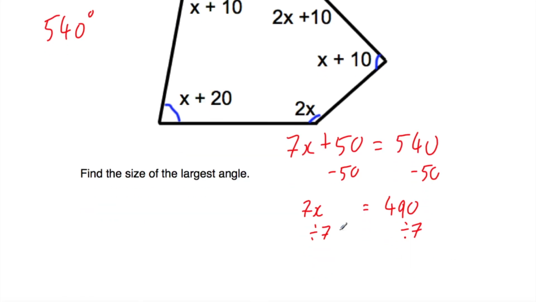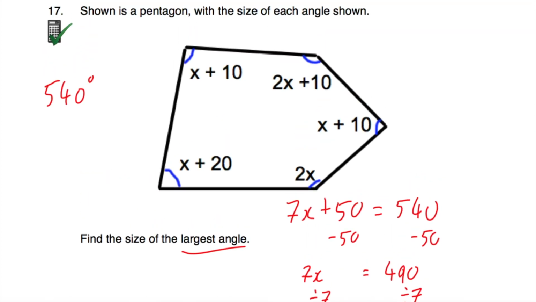And whenever we divide both sides by 7, we'll be left with x on the left-hand side, and 490 divided by 7 is 70. So x is 70 degrees. So now we know that x is 70 degrees, we can find the size of the largest angle. Let's find the size of all of the angles, actually.